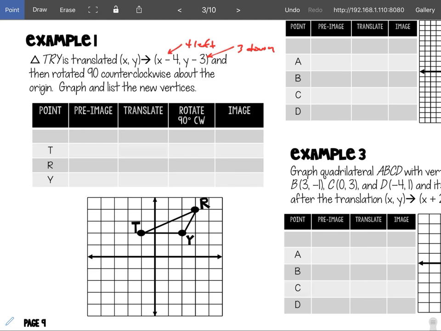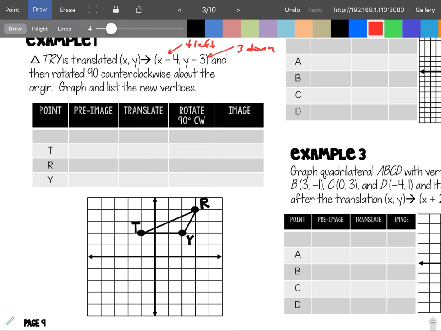You got to rotate 90 degrees counterclockwise about the origin. So you're going to have the pre-image, then the result of the translation, and then you're going to do the rotation. So you're going to have 3 images: a pre-image, then an image, then another image.